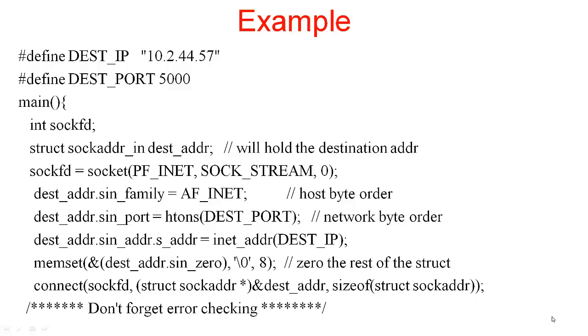So nothing like an example. Let's again look at an example. Here I'm specifying that this is my server IP address, the destination IP address. This is the destination port. This code is specific to the client process.